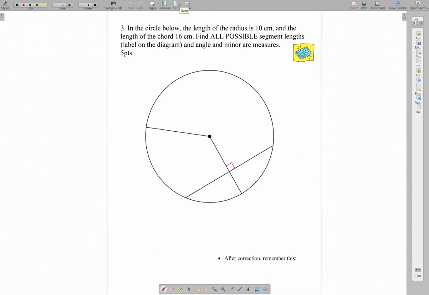Okay, last problem. It says the length of the radius below is 10 centimeters. I'm going to color code this. And you're like, radius, where is there a radius? Well, there's a radius here, so that's 10 cm. And there's a radius here as well, so that's also 10 cm. And the length of the chord is 16. Chord is this whole thing. And we learned earlier, if perpendicular, then bisect. So I know immediately I have an 8 and 8 cm.